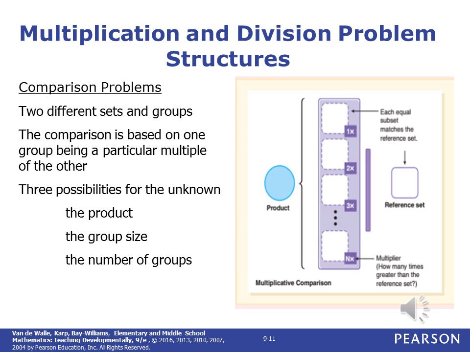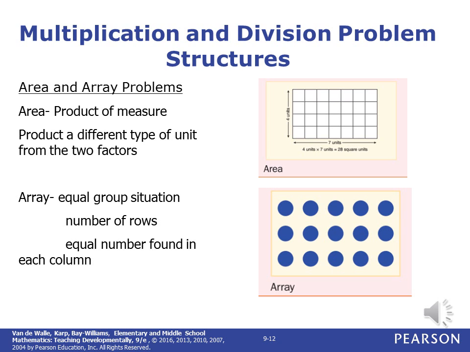Lastly, it could be number of groups that is unknown, and here would be a problem that is phrased with an unknown number of groups. Mark picked 15 apples. Jill only picked 5. How many times as many apples did Mark pick? And students would know division is the key, and they would do 15 divided by 5 to receive an answer of 3. The last 2 multiplicative structures are area and array problems.